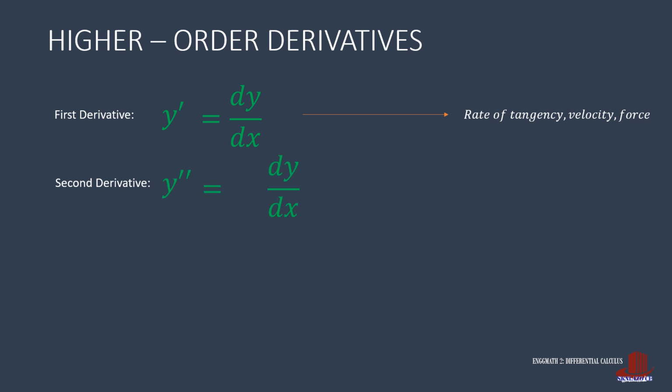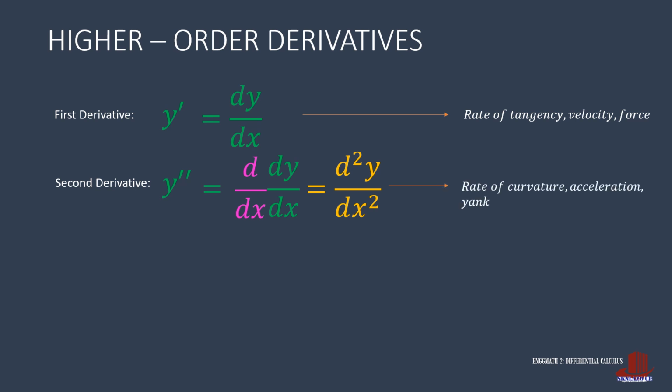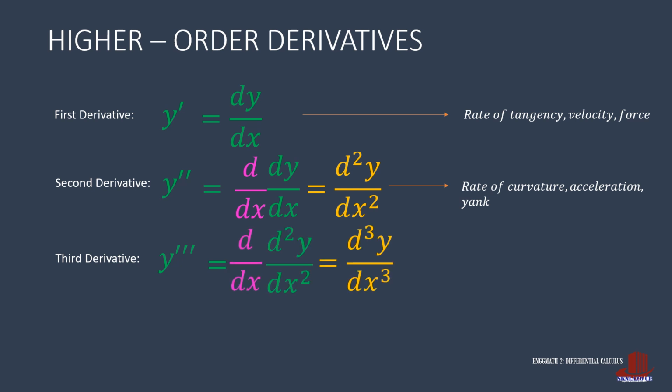So from dy over dx, take a further derivative, which can then be written as the second derivative of y with respect to x. This type is also termed as the rate of curvature, acceleration, or Young in physics. Further down the line, a higher order derivative is the third, which can be termed as y triple prime. Taking it from the second derivative, we take its derivative again, resulting in the third derivative of y with respect to x. This is also called jerk or tug.